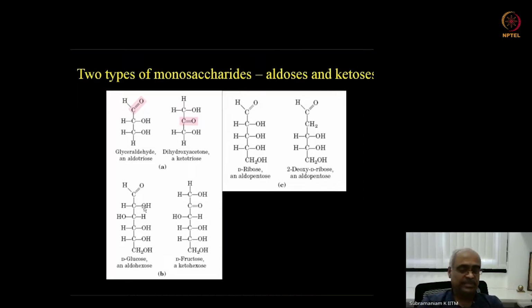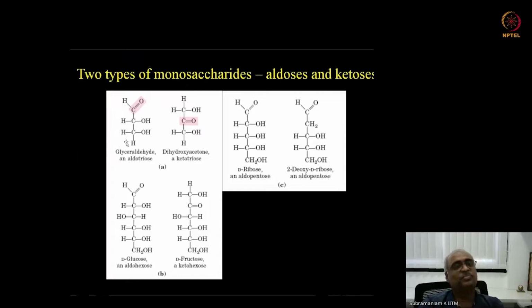So these two are the most common ones. Glucose, the starch breakdown product, and fructose, which exists as a monosaccharide in fruits, and in the common sugar, these two exist as a disaccharide. So before we go further on to considering the various monosaccharides, let us focus our attention on the stereochemistry a little bit here.